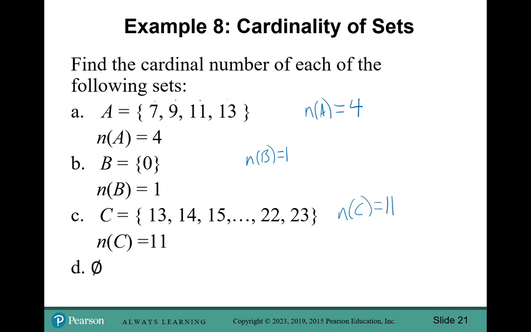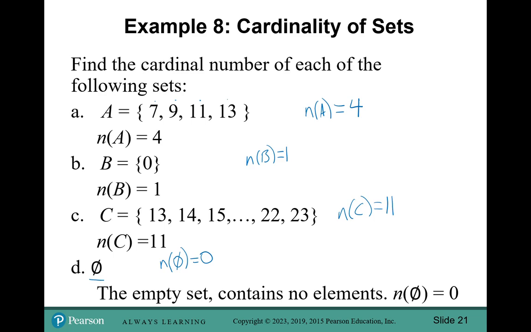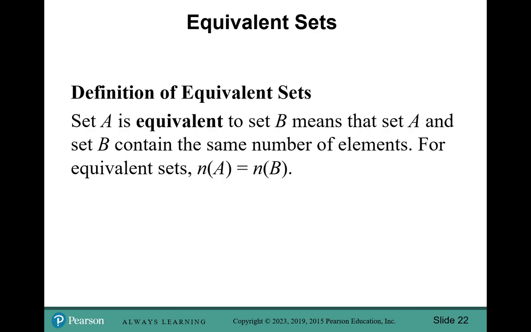Let's try to find the cardinality of the empty set. Remember, this is the symbol for the empty set. The empty set contains no elements. Therefore, if I were to write the cardinality of the empty set, that would be 0, because there's nothing in it. So the empty set contains no elements. So the cardinality of the empty set is 0.